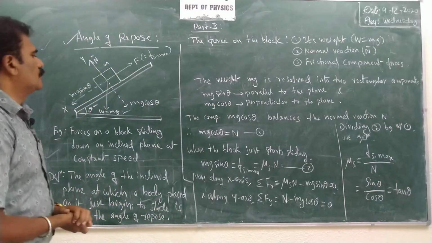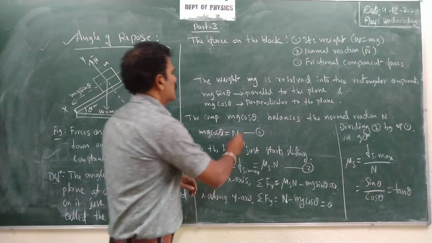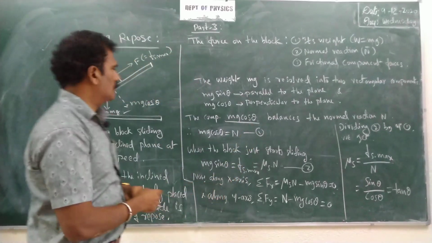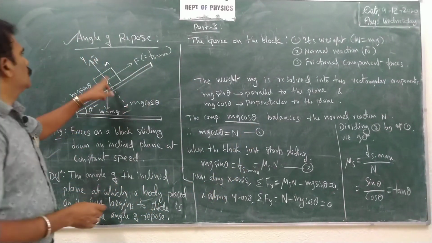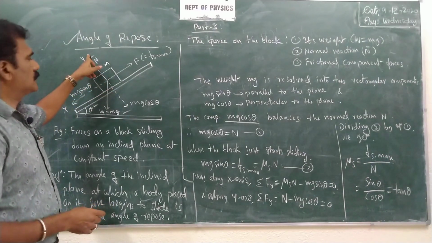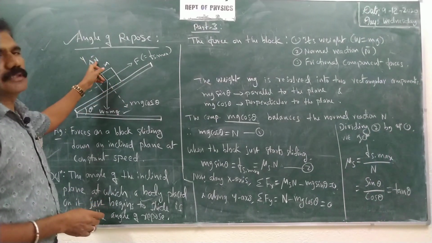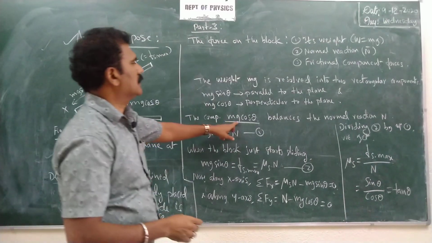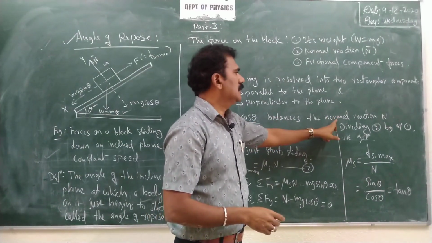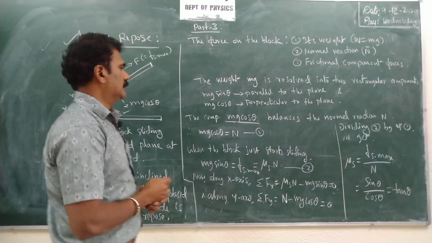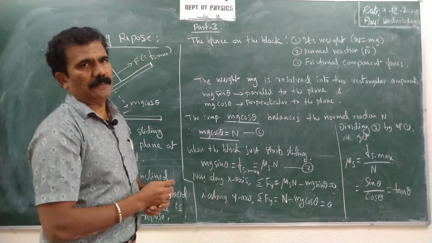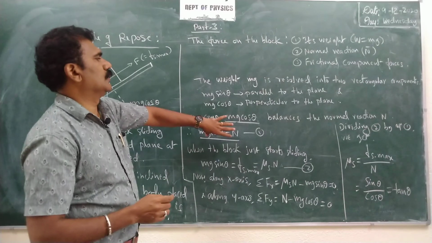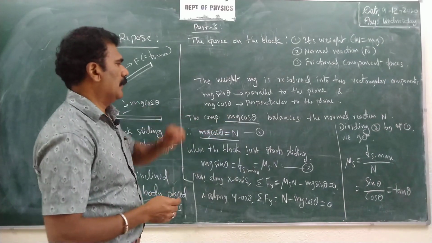Now, of these two forces, if you consider mg cos theta, look at the diagram. mg cos theta is exactly opposite to the normal reaction, isn't it? So that is what balances the normal reaction. The component mg cos theta balances the normal reaction N, so you can write mg cos theta is equal to N. Balancing means they are equal in magnitude.